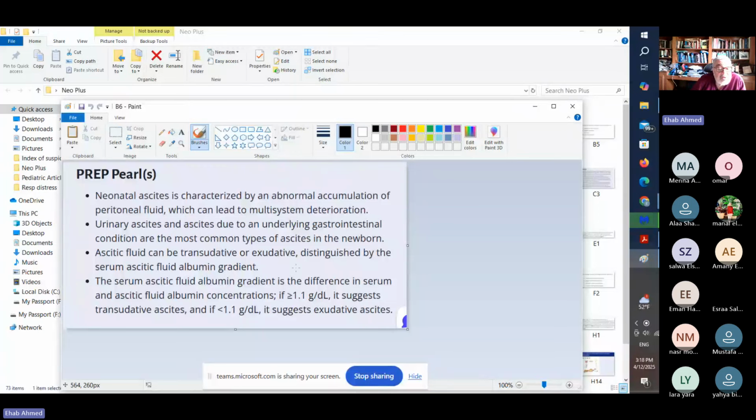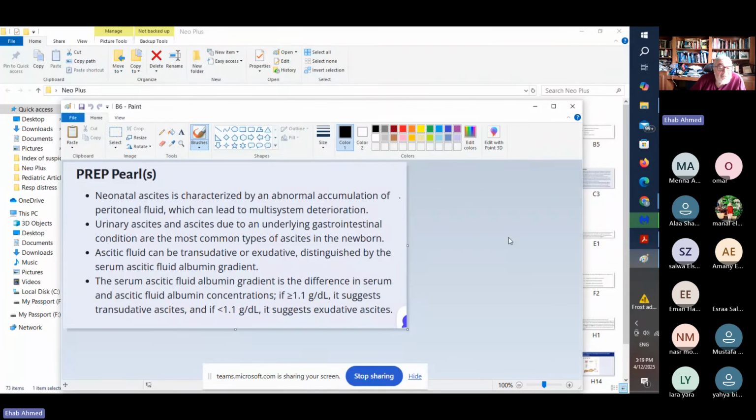Ascitic fluid can be transudate or exudate, distinguished by the serum ascitic fluid albumin gradient, by the albumin gradient between the serum albumin and ascitic fluid albumin. But we didn't use this in the vignette. I don't know why he didn't let us know what the serum albumin was. The serum ascitic fluid albumin gradient is the difference in serum and ascitic fluid albumin concentration. If it is more than 1.1, it suggests transudate.